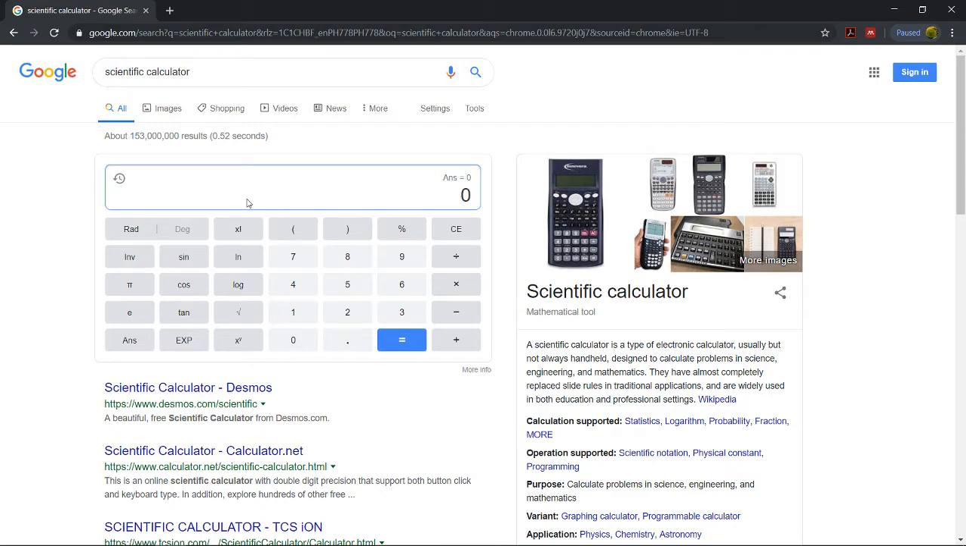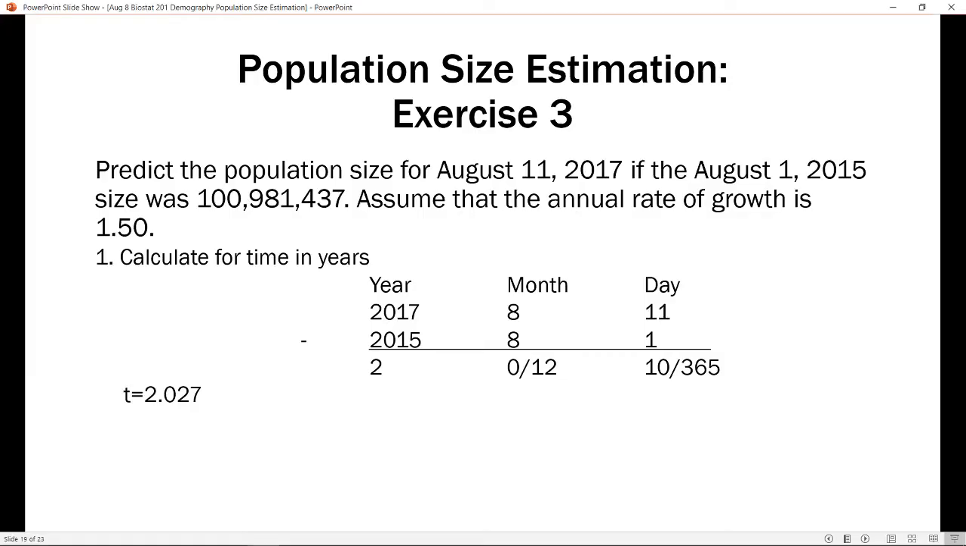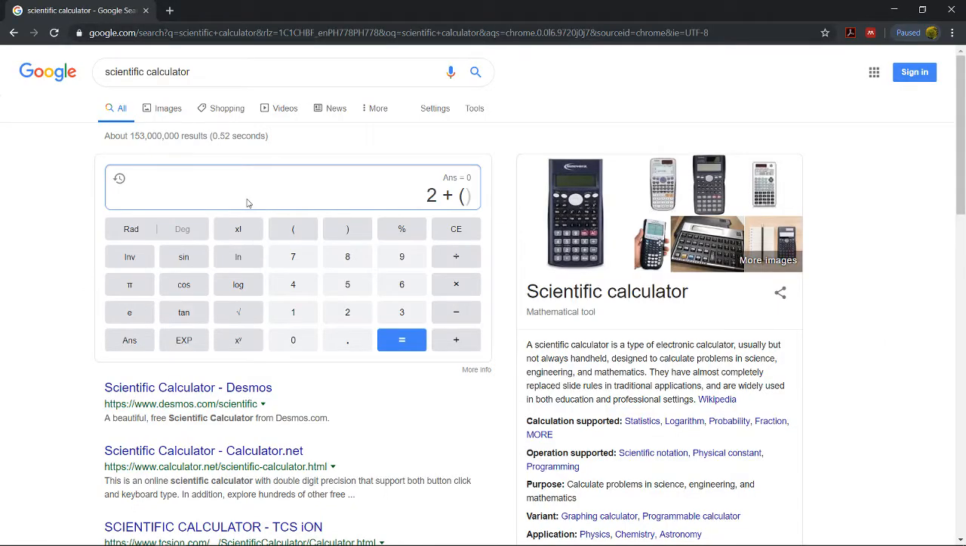So what we're going to do is 2 plus, what was it again? 2 plus 10 over 365. 2 plus 10 divided by 365, right? This should be it. There. Now, what I did was to cut it off into 3 decimal places, right?